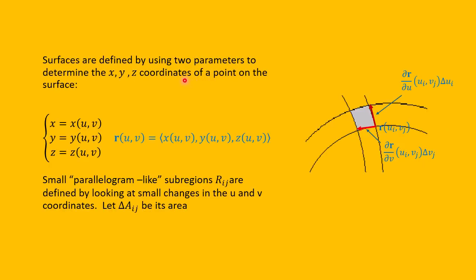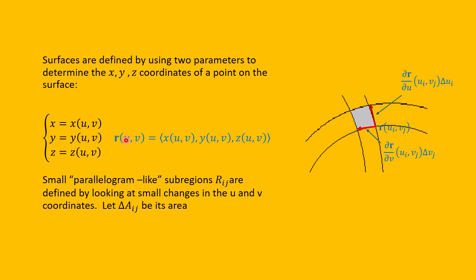Okay, so we saw that we could define a surface parametrically by using two parameters. We call them in general u and v. So we have x, y, and z given in terms of u and v. We can write these three equations as one vector equation with a position vector for a point on that surface. r of u, v is x of u, v, y of u, v, z of u, v. This is a vector in three-dimensional space.